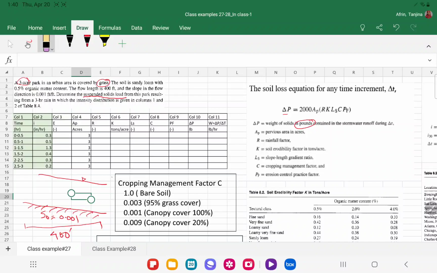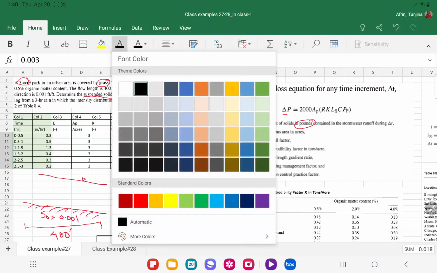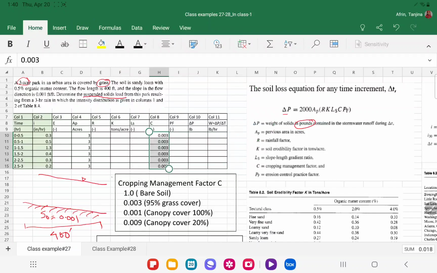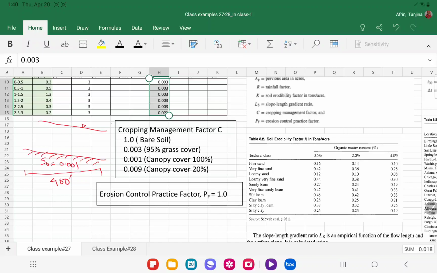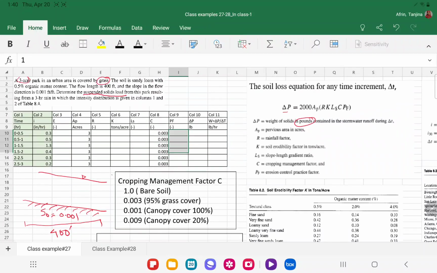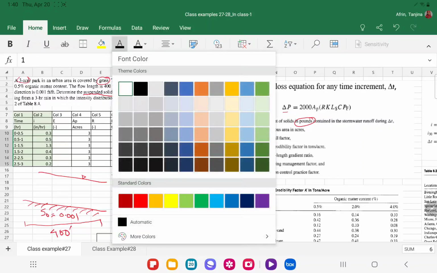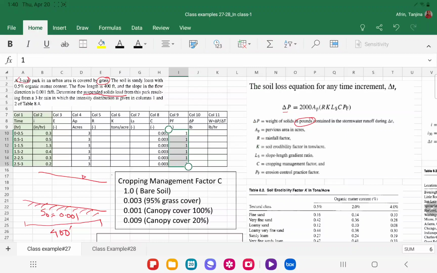Okay, let's see. The very first thing I'm seeing here is the cropping management factor C. It's 0.003 for grass cover. So our C here will be 0.003. One thing is done. Then the erosion control practice factor, for an urban area it's 1. So I'm doing the easier ones first, and then I will do all the calculation. So that is 1.